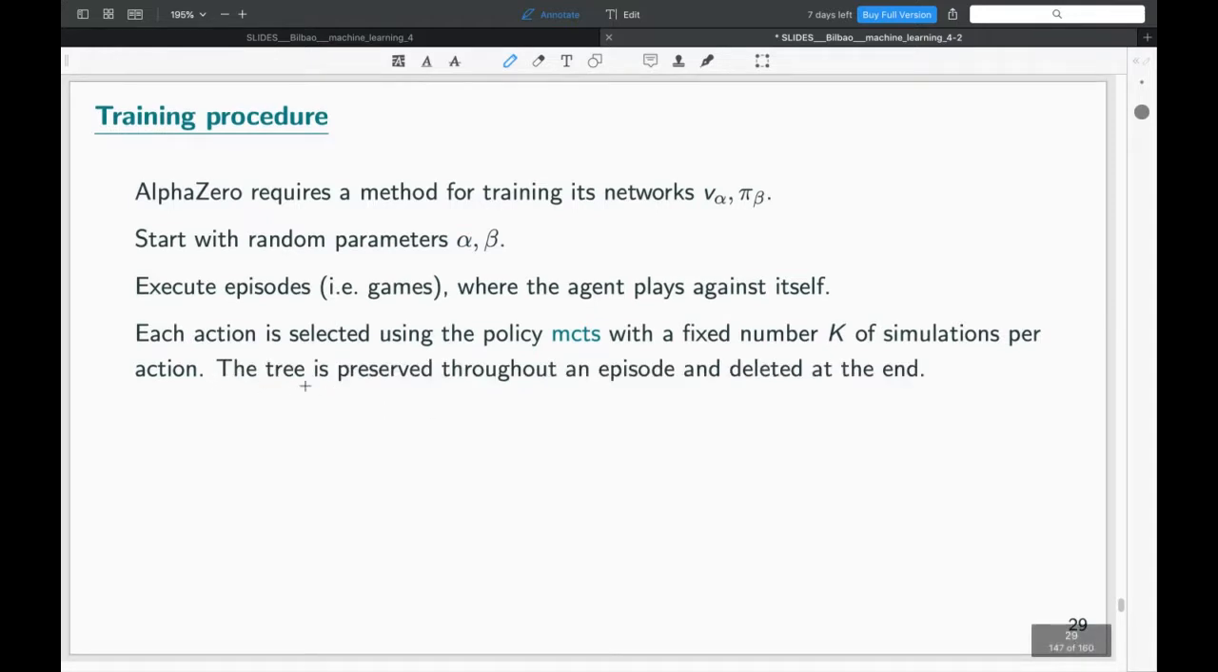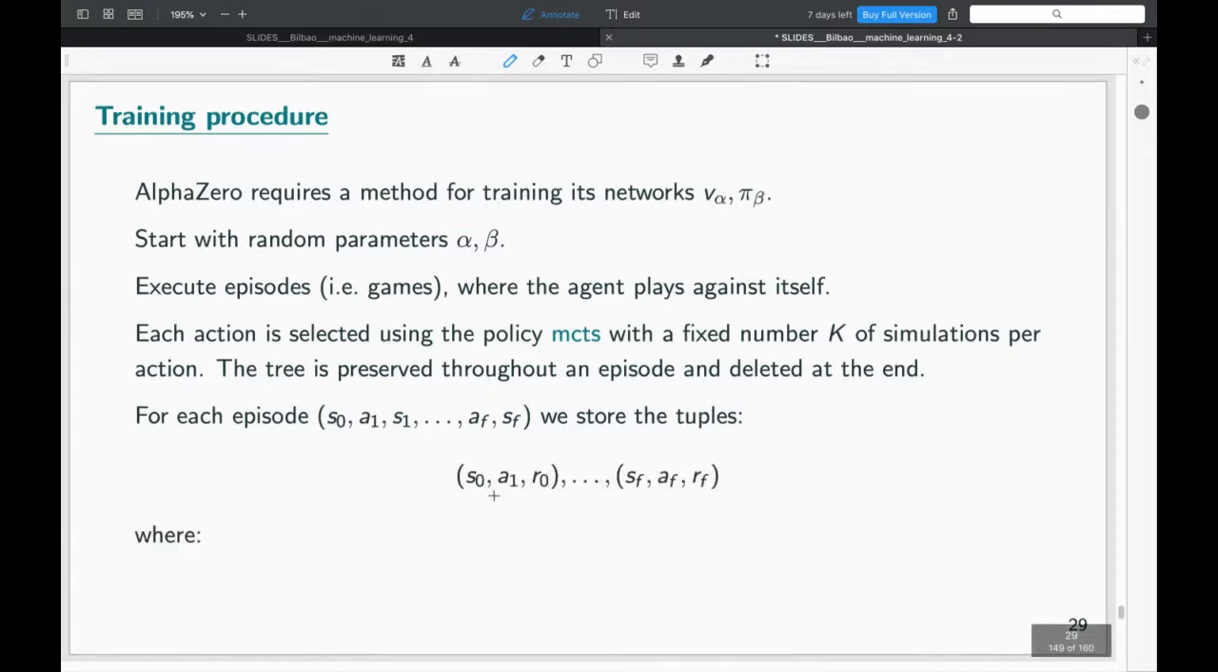Here in AlphaZero, the tree is preserved during the whole episode. Instead of deleting the tree after taking each action, you delete the tree at the end of the episode, but during the game, you can keep the tree. You keep the same tree and keep updating it in each simulation. Then for each episode, so each game is a set of states, actions, we store the following tuples.